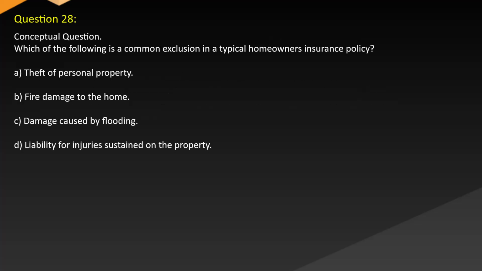Question 28. Conceptual question. Which of the following is a common exclusion in a typical homeowner's insurance policy? A. Theft of personal property. B. Fire damage to the home. C. Damage caused by flooding. D. Liability for injuries sustained on the property.